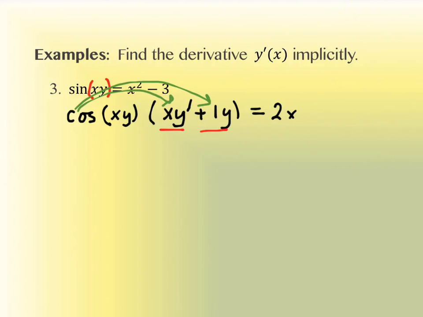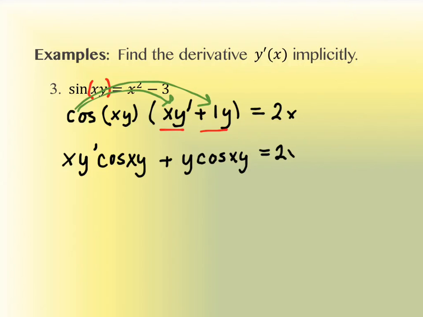All right, so the first one we're going to have is that xy prime times that cosine. So I'm going to write it in front: x y prime cosine xy, plus, and then I have the 1y or y, so this would be y cosine of xy, equals 2x. Remember, xy is actually an angle, right? It's an angle inside of cosine.